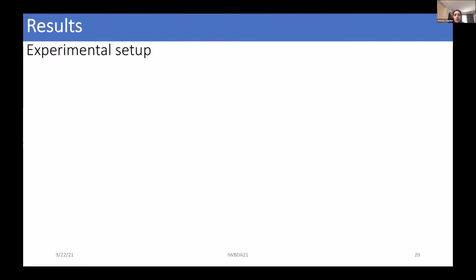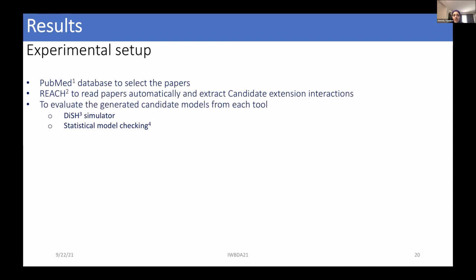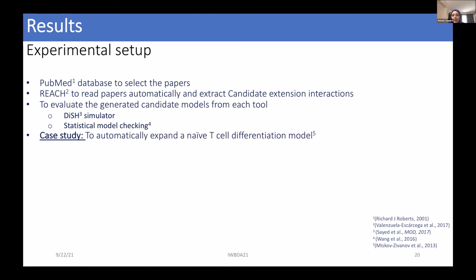So for the experimental setup, we use the PubMed database to select the papers, and we use the REACH engine to read the papers and automatically extract the candidate extension interactions. And then to evaluate the generated candidate models from the five tools, we use the DiSH simulator and statistical model checking. And our case study is to automatically expand the dynamic naive T-cell differentiation model.